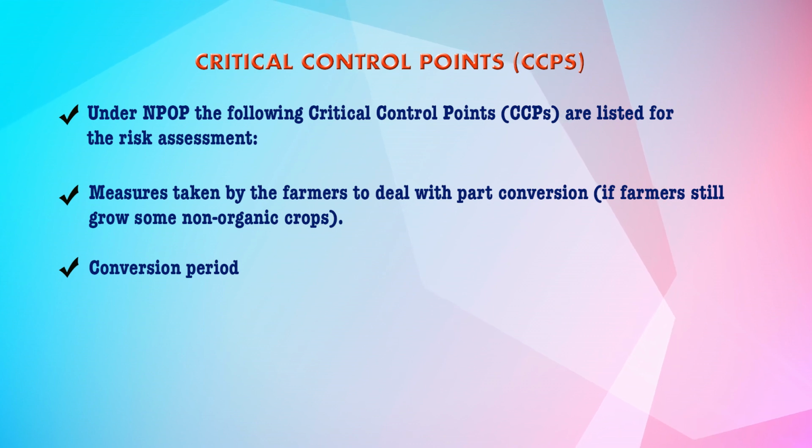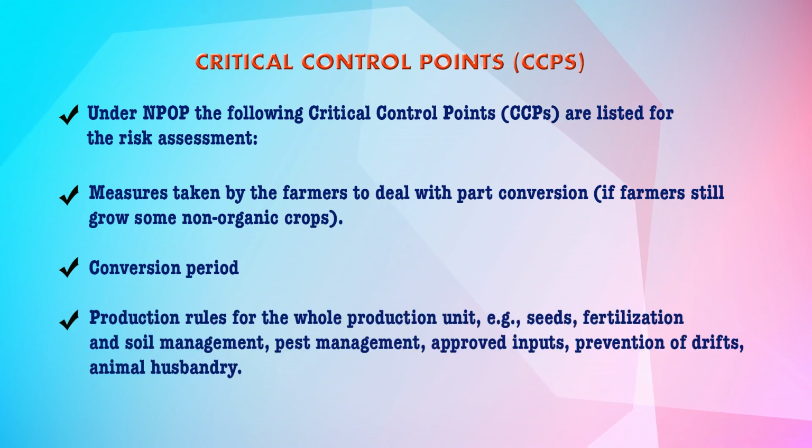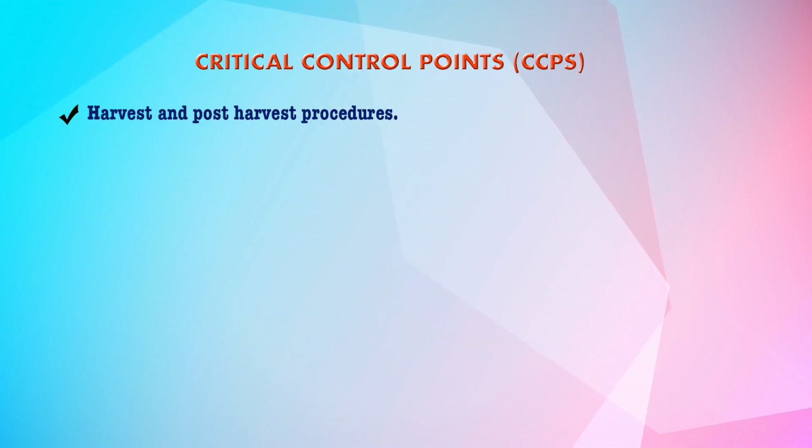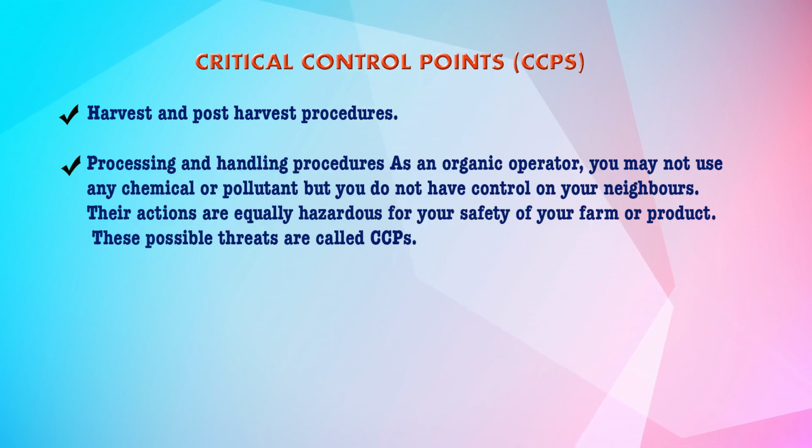Then the conversion period is important, and also the production rules for the entire production unit, like the type of seeds, the fertilization, the soil management, pest management, prevention of the drift, that is the drifting of these chemicals from one part to another, and also animal husbandry. So these are the threats and the critical control points which are listed for the risk assessment studies. Also the harvest and the post harvest procedures.